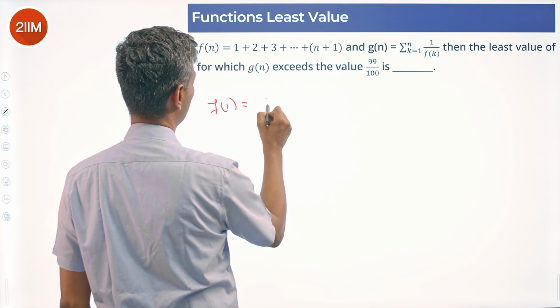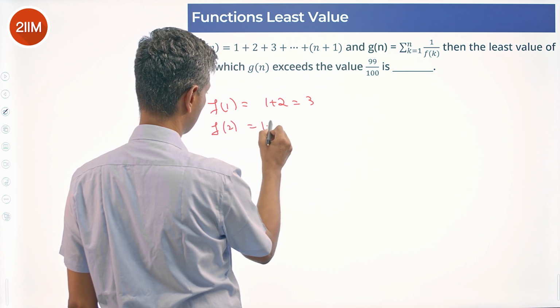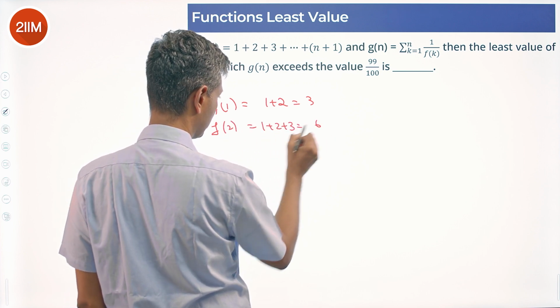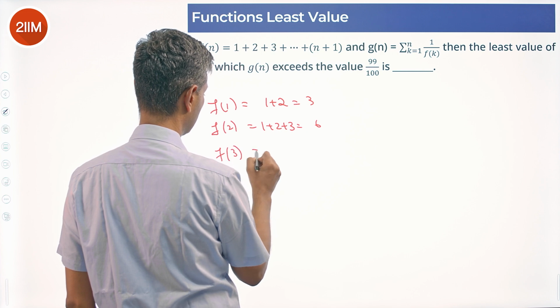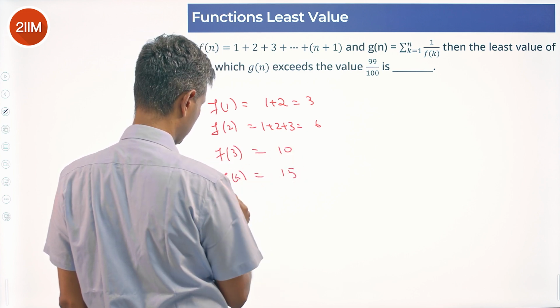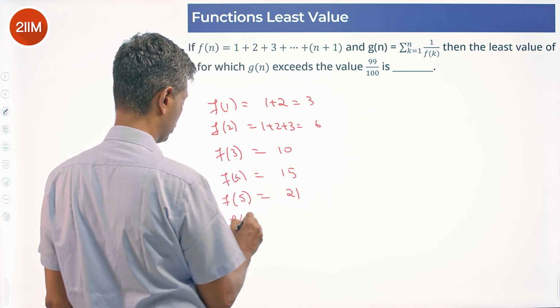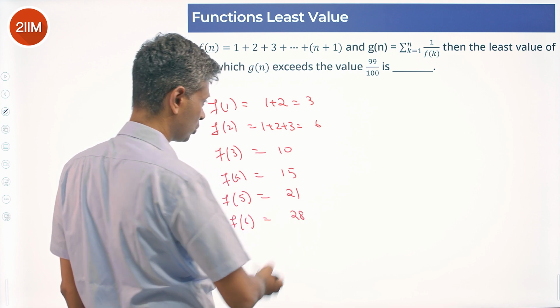f of 1 is 1 plus 2, which is 3. f of 2 is 1 plus 2 plus 3, which is 6. f of 3 is 10. f of 4 is 15. f of 5 is 21. f of 6 is 28, and so on.